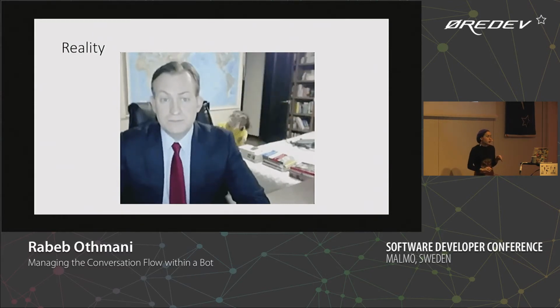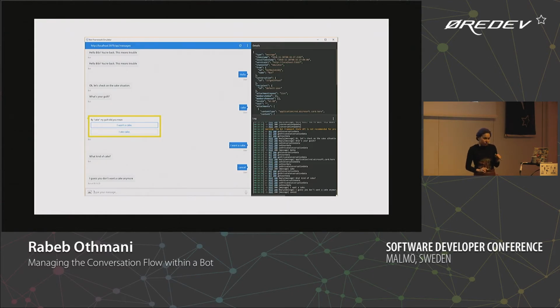We do have what we call interruptions. The user can interrupt the flow at any moment. There are some, how do you call them, standard interruptions. For example, if you want to ask for help because you don't know how to use the bot or what commands, what the bot can offer you.